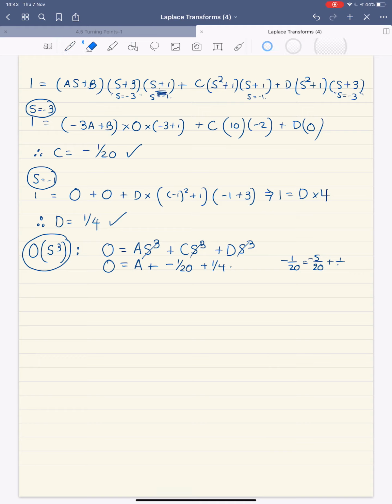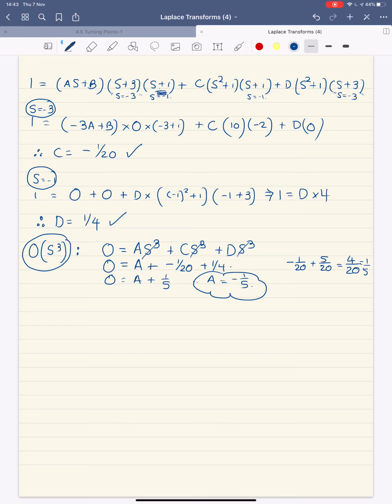Sorry, I've done that wrong again. Oh, I'm rushing. That's my thing. It's minus 1/20 plus 5/20, which is 4/20, which is 1/5. So 0 is A plus 1/5, and therefore A is minus 1/5.